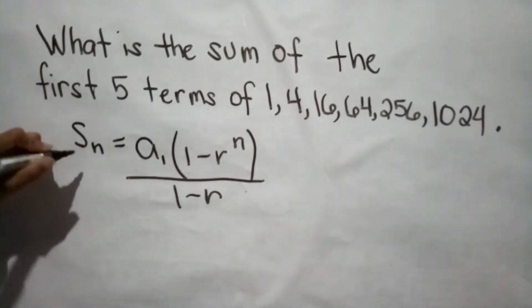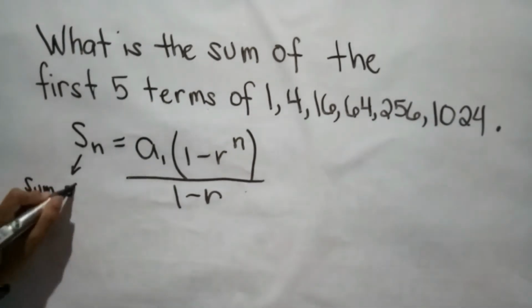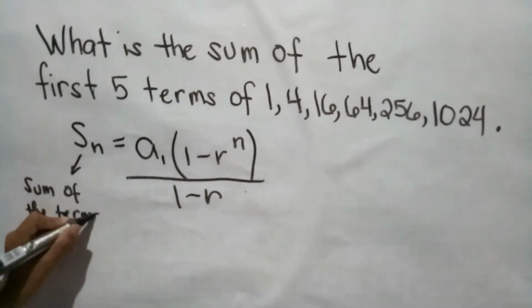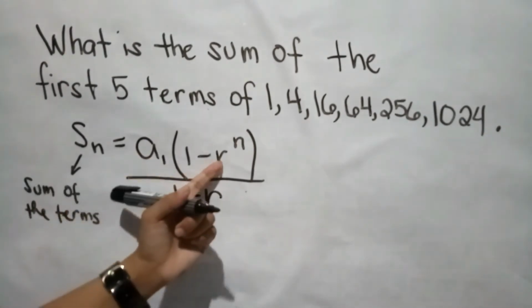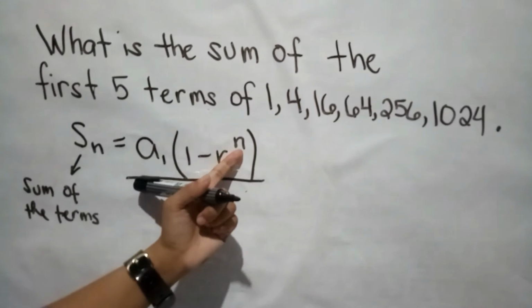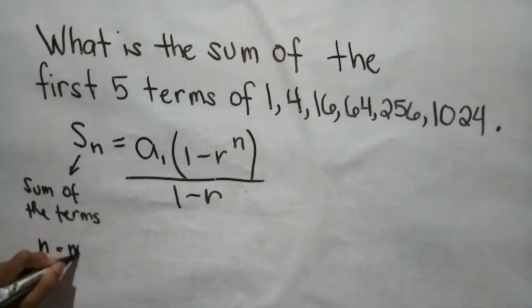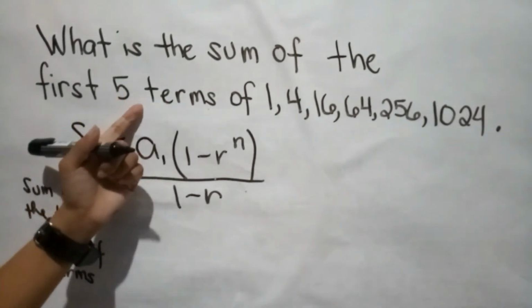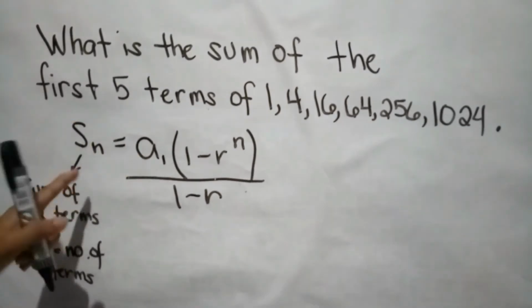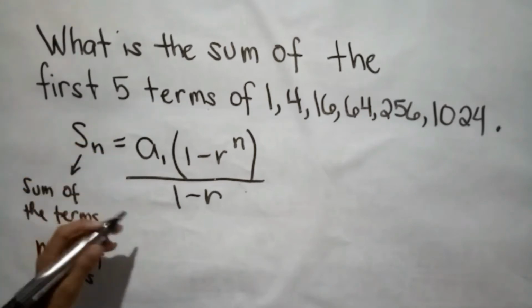Wherein s sub n is the sum of the terms. Of course, a sub 1 is the first term, r is the common ratio, and n is the number of terms. N is equal to the number of terms. Okay, let's find the sum of the first 5 terms. Okay, so we have s sub n or s sub 5.